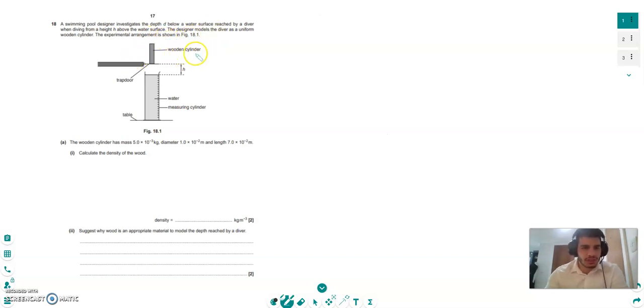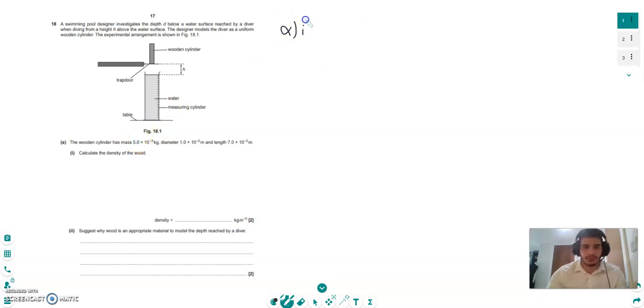What we have here is a wooden cylinder, a trapdoor, and eventually the door opens and the wooden cylinder falls inside the pool. The first sub question asks for the density of the wood, and it gives us some information. The wooden cylinder has a mass of 5 × 10⁻³ kilograms, diameter 1.0 × 10⁻² meters, and the length 7 × 10⁻² meters. And it needs us to calculate the density.